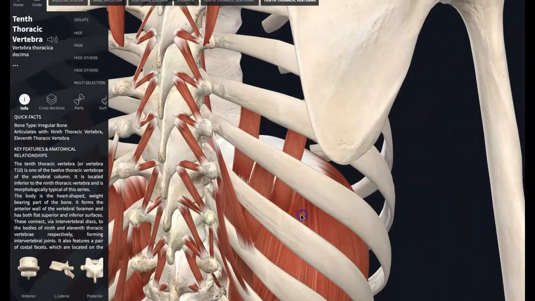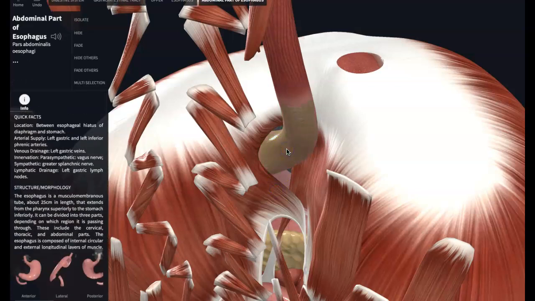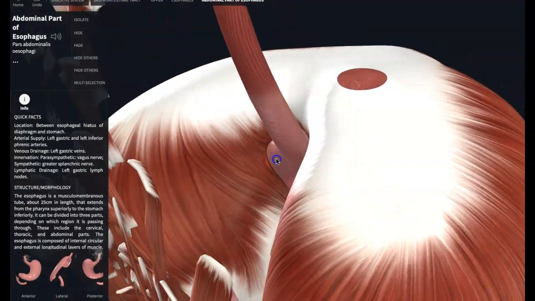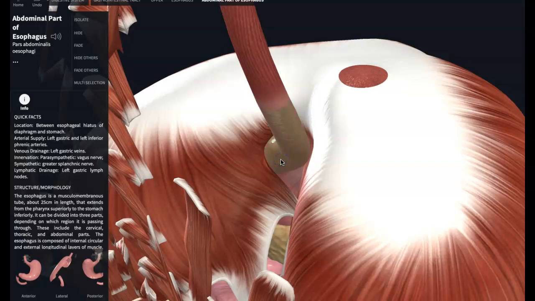This is also the location of the lower esophageal sphincter. So the lower esophageal sphincter is a sphincter at the esophagus right before it travels through the esophageal hiatus and becomes the stomach. The lower esophageal sphincter, or the LES, prevents backflow of digesting foods and hydrochloric acid from the stomach back to the lower esophagus. If the integrity of the LES is compromised, that can lead to gastroesophageal reflux disease, or GERD.